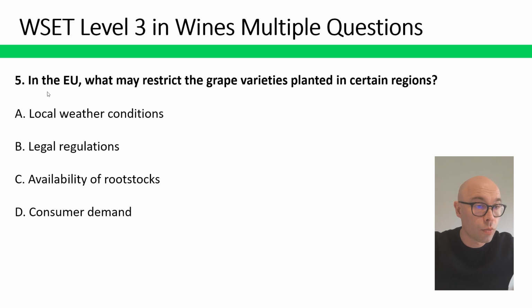In the EU, what may restrict the grape varieties planted in certain regions? Local weather conditions, legal regulations, availability of rootstock, consumer demand. The correct answer is B, legal regulations. So as we know, in Europe there are rules and regulations within appellations about which grape varieties can be grown if you want to follow the rules of the appellation system and put the appellation of origin on the label.